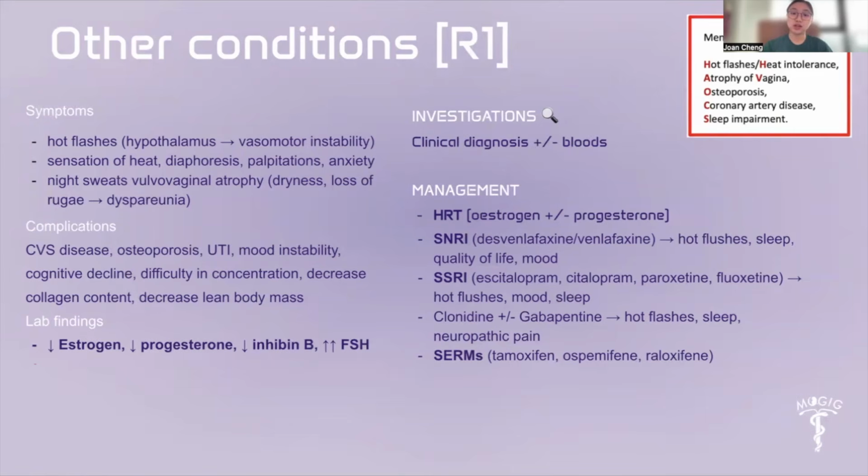Management, you can have HRT, and that will be estrogen plus or minus progesterone, depending on a couple of factors that we'll discuss later. You have SNRIs or SSRIs for the hypothalamic instability symptoms, clonidine and gabapentin as well, and there's also SERMs.